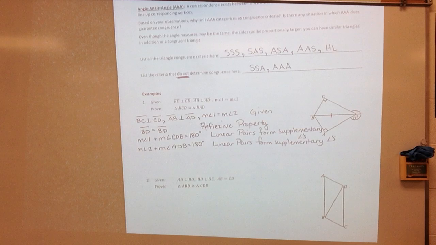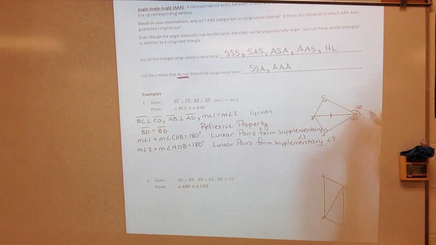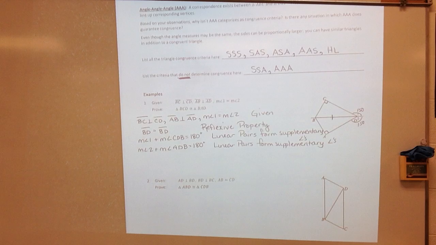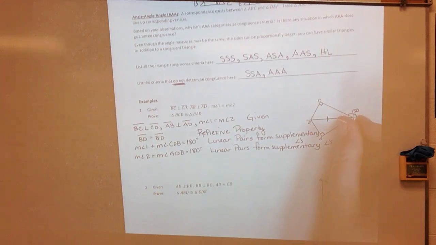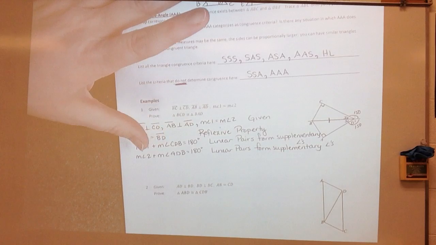Now, since I've done that, let's look at this. What do I know about the measure of angle CDB and the measure of angle ADB? Let's think about this for just a second. Let's just say that the measure of angle 1 is 150. That means the measure of angle 2 is 150. Well, if these are a linear pair, then this angle has to measure 30, and this angle has to measure 30. So since they both measure 30, then I know that those two angles are equal.